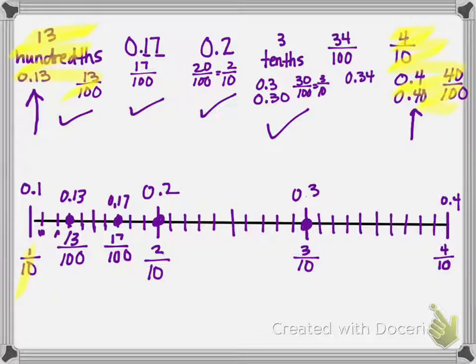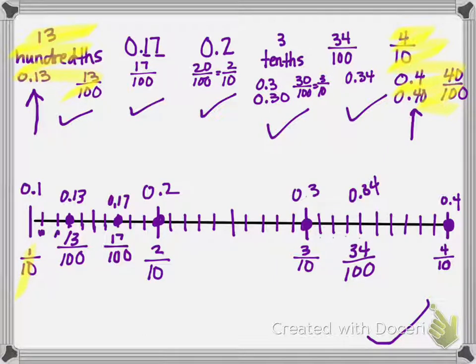Check. 34/100ths. So I have 3/10ths, count up 4/100ths. 1, 2, 3, 4. 34/100ths, or 0.34 in decimal form. Check. And last but not least, 4/10ths or 40/100ths. I can just go ahead and plot that right at the end there. All right.